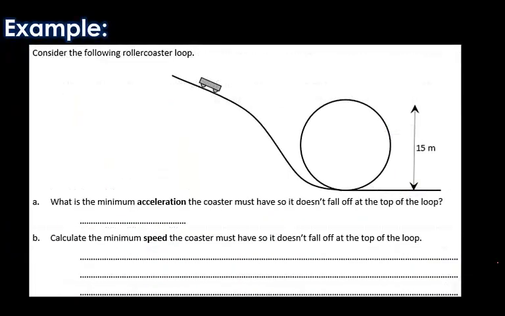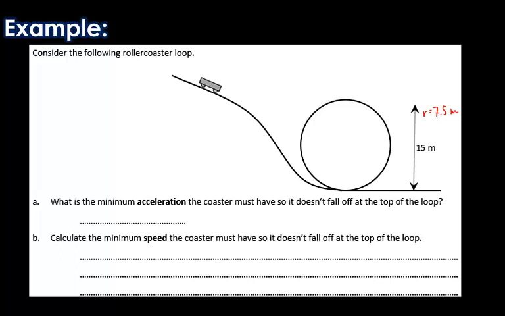Okay, finally we have a typical roller coaster problem here, where we have a roller coaster that rolls down the hill and goes around the loop. We're given the diameter of the loop here, 15 meters. Maybe we should just remind ourselves so we don't make that mistake, that the radius is 7.5 meters here. And we have the roller coaster rolling down and going around this loop.